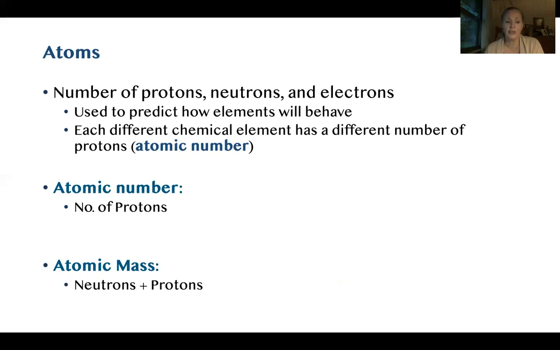Now we're going to learn a new term, which is the atomic mass. The atomic mass is how much this atom will weigh. And the weight is made up of the number of neutrons plus the number of protons. Electrons really don't add any mass to the atom. The weight of an electron is 1/1,836 of a proton. So you can see it is negligible compared to the mass of the neutron and the proton.